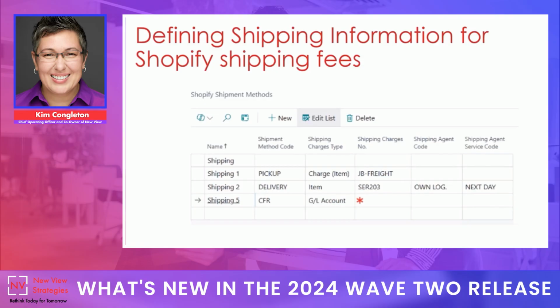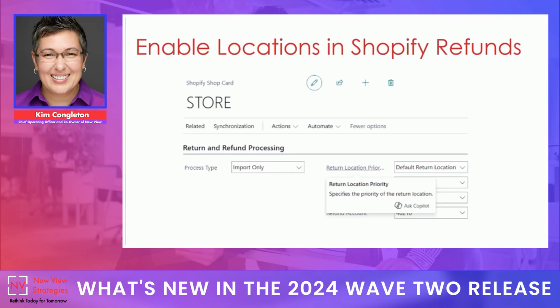And then the next one we're going to look at is the enable locations in Shopify refunds. There's a new improved integration here. You can find it on the Shopify shop card. That's a lot of S's for today. So you can find it here under the returning location priority, and you're going to have two options under that.